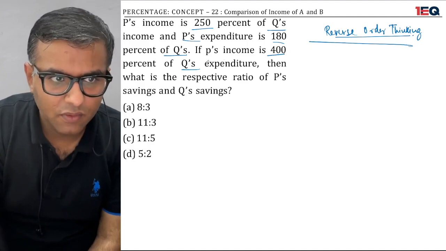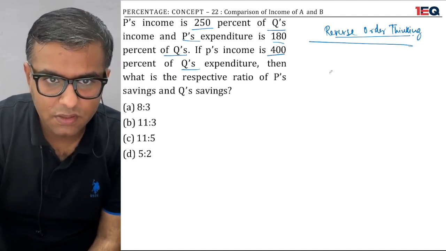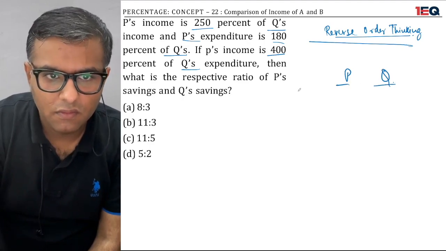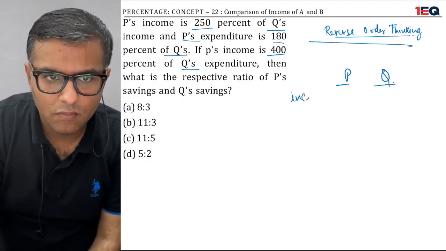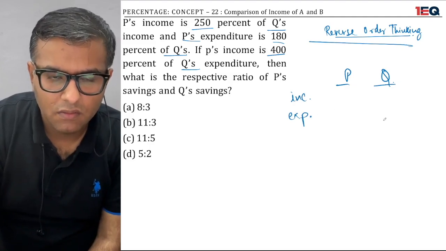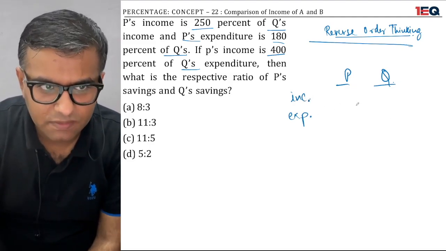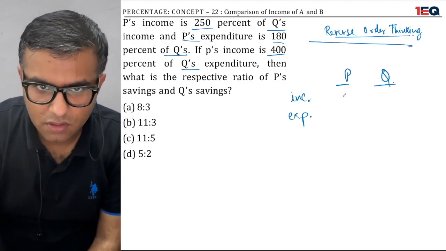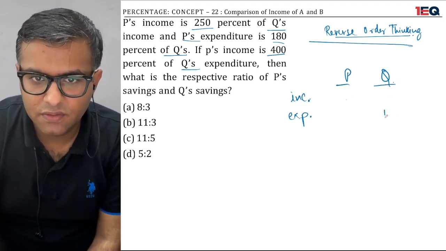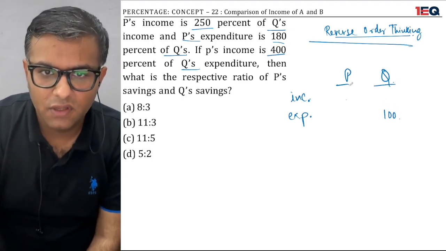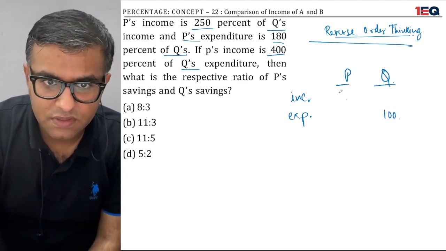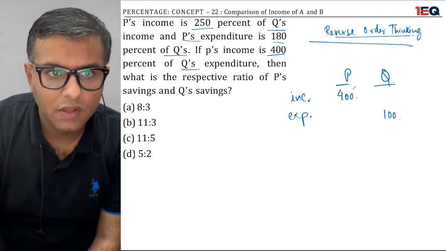If P's income is 400% of Q's expenditure, this is P, this is Q. We're talking about income, we're talking about expenditure. If P's income is 400% of Q's expenditure, and Q's expenditure is X times 100, then 400% of it means 4 times. It means 400.